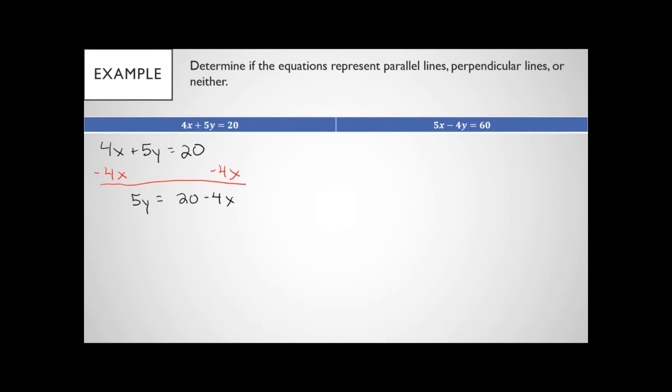Now I want to divide everything by 5 because I want just y, I don't want 5y. So I'm going to divide everything by 5. So this gives us y equals 20 divided by 5 is 4, and then we get minus 4/5 x. So now I'm going to do the same thing with the one on the right. We have 5x minus 4y equals 60. So I want to solve for y, which means I'm going to subtract 5x from both sides.